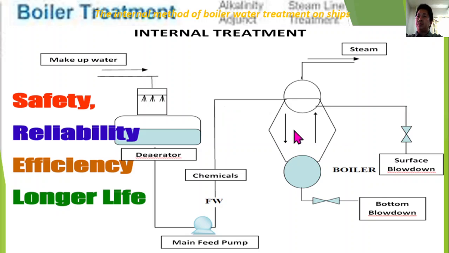precipitated, and then every time the engineer depends on the result of the boiler water test, the engineer will do the bottom blowdown.